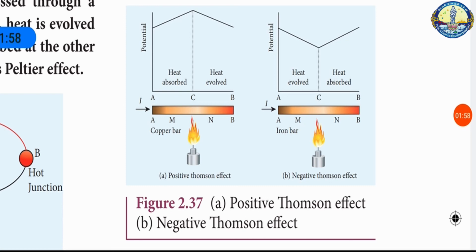Next, when the copper bar is replaced by an iron bar, heat is evolved along CA and absorbed along BC. Thus, heat is transferred due to current flow in the direction opposite to the direction of current. So, it is called the negative Thomson effect. A similar effect is observed in metals like platinum, nickel, cobalt and mercury.